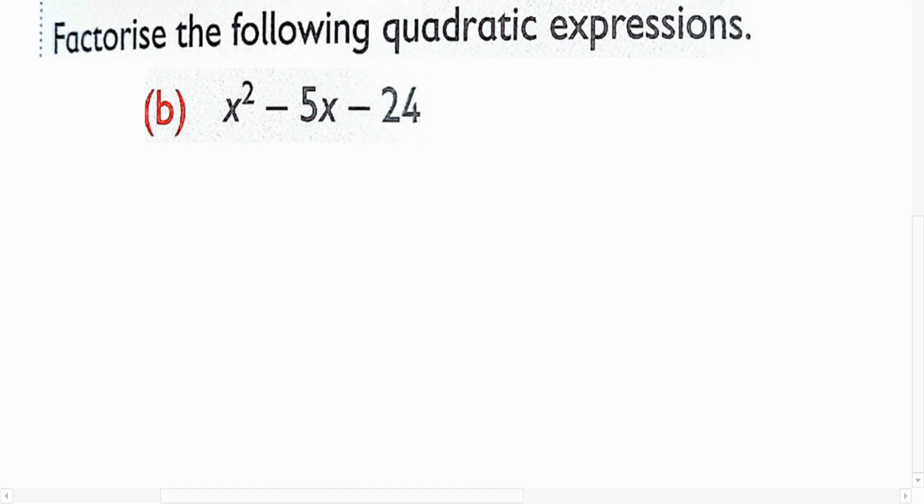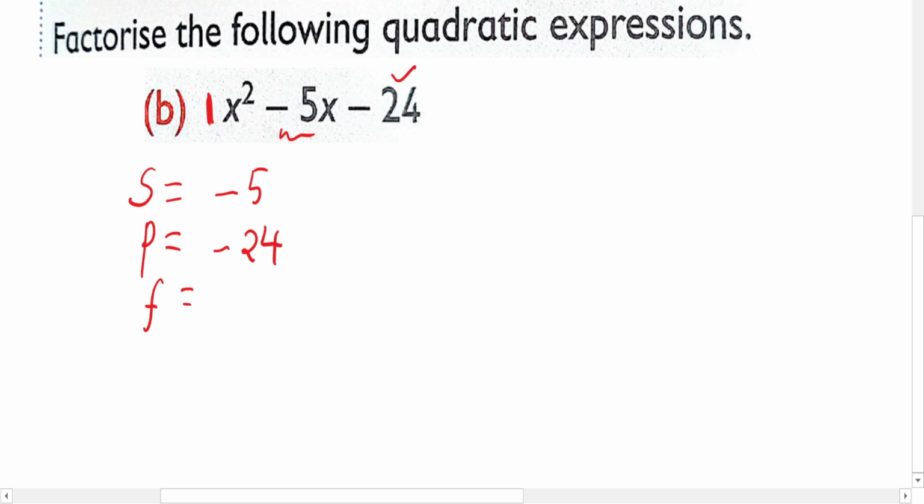We have another question like this, question B, where it says x squared minus 5x minus 24. Again, we find the sum, product, and then the factors. The sum is going to be negative 5. The product, likewise, if the coefficient for x squared is 1, is just negative 24. And what are the two factors?